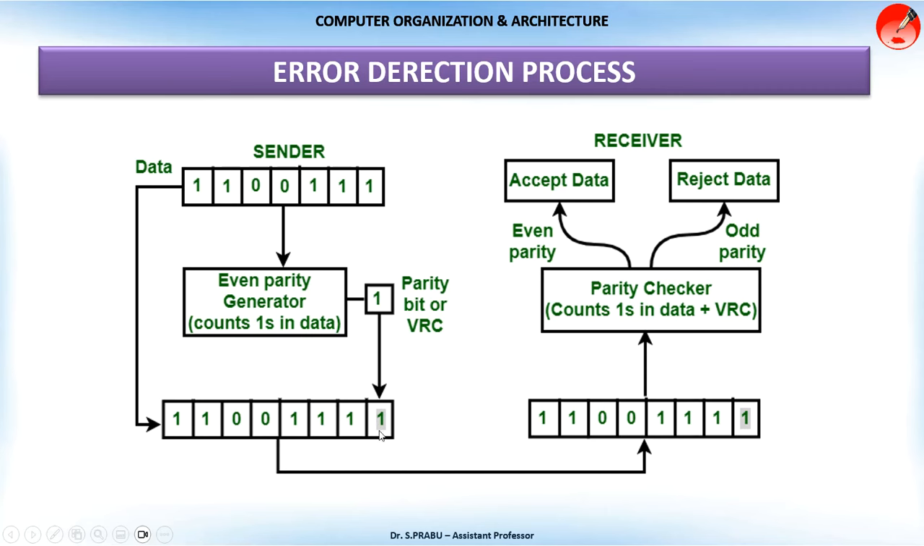So you can add 1. So this entire data becomes an even number count. This is called even parity. So this data can be sent to the receiver.